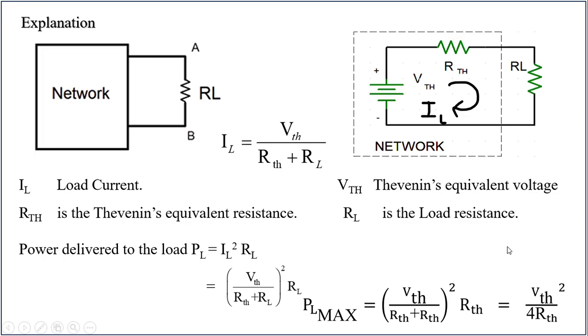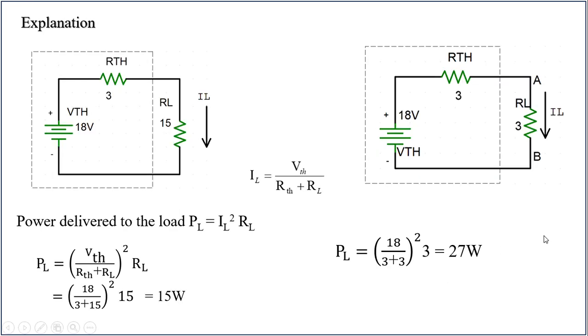Let us try understanding this concept a little more thoroughly with two examples. One is this one, the second one is this one. Here we changed the RL values. Here the RL value is 15 ohms.